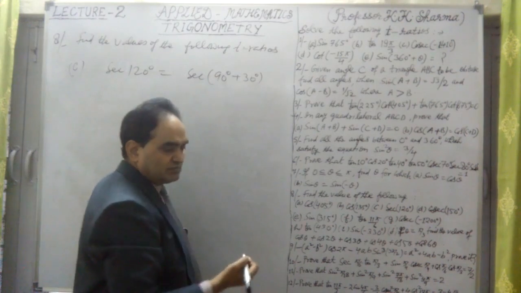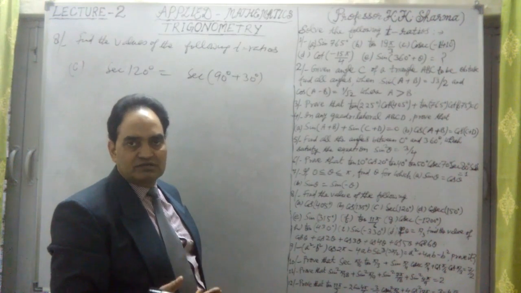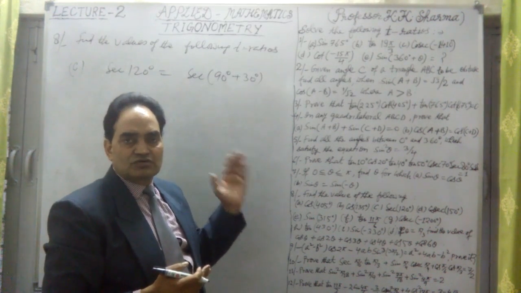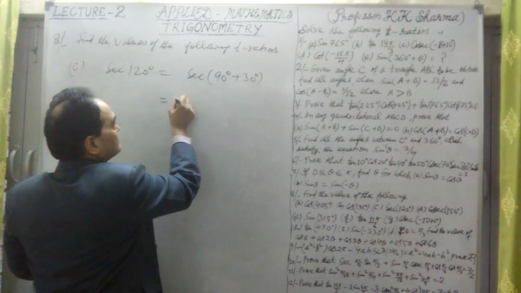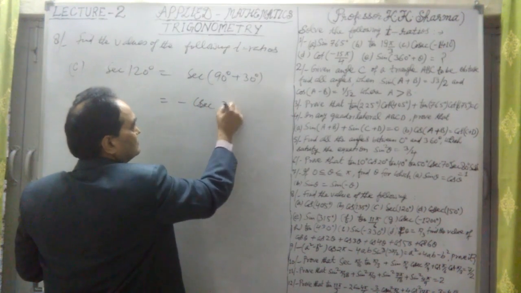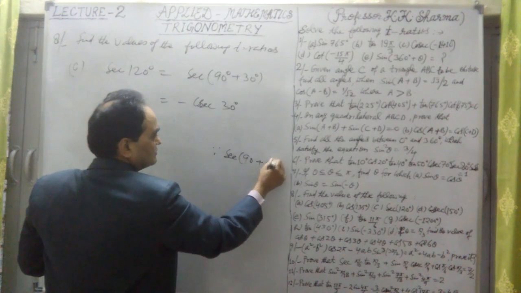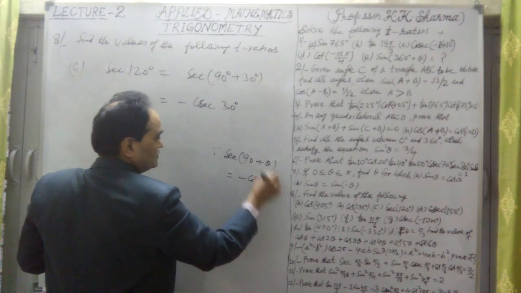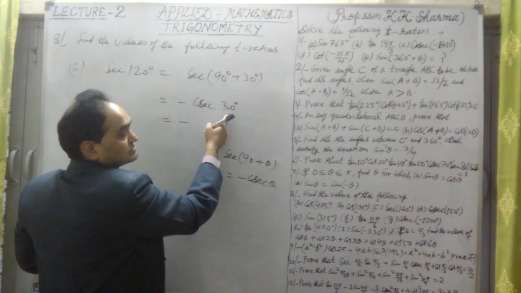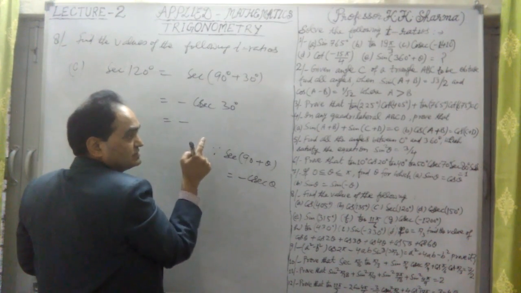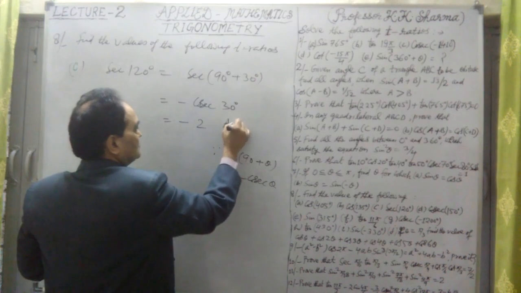Whenever 90 plus theta or 90 minus theta is there, sec becomes cosec, cosec becomes sec, tan and cot swap, and sine and cos swap. So sec is negative: sec of 90 plus theta equals minus cosec theta. In place of theta we have 30 degree, so it is minus cosec 30 degree. Minus cosec 30 degree is minus 2, because sine 30 degree is 1/2.